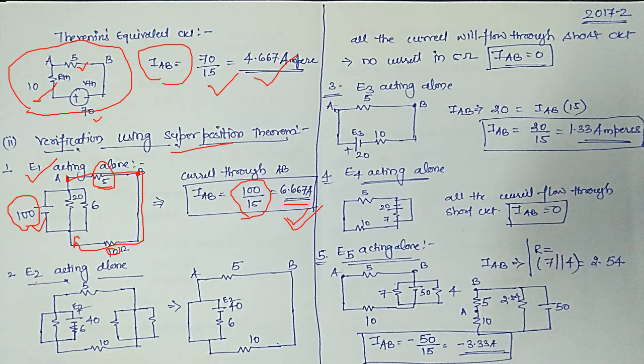Now E2 is acting alone. So E2 acting alone, the equivalent model will look like this. E1 is shorted, hence everything will vanish from this side. So this is also not there. You are having only this one E2 source and the associated resistance. Rest of the voltage sources are not there.